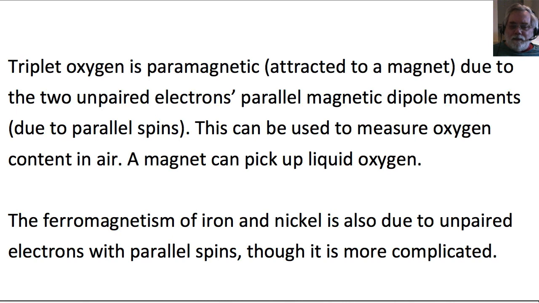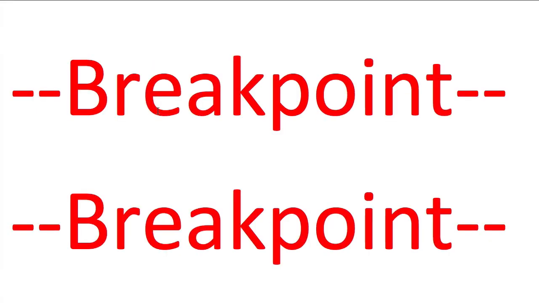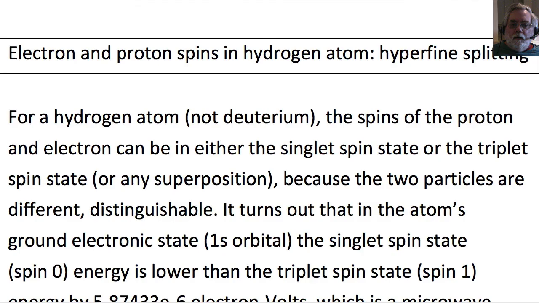The ferromagnetism of iron and nickel is also due to unpaired electrons with parallel spins, but they are more complicated and we will not cover them. This is a possible time to take a break.